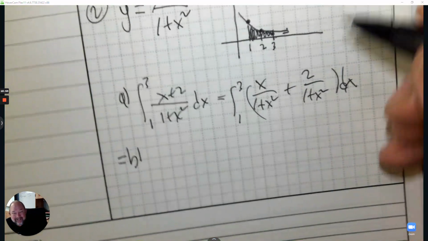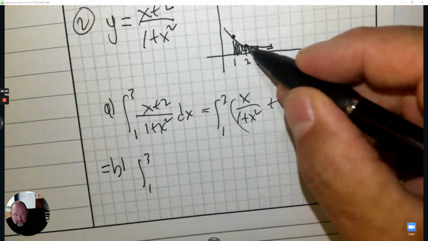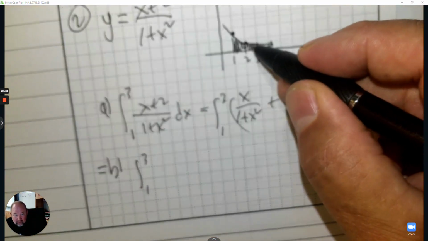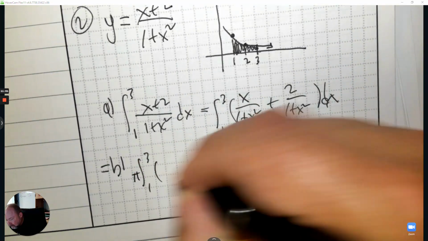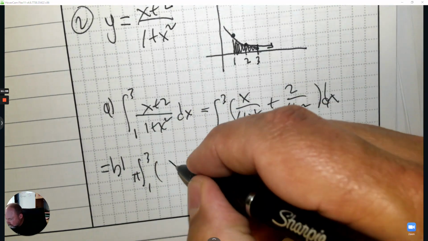Revolve it around the x-axis. So again, we're going to go 1 to 3. There is no space from the curve to the x-axis. It's solid. It's one circle. So pi r squared, and it's top subtract bottom.